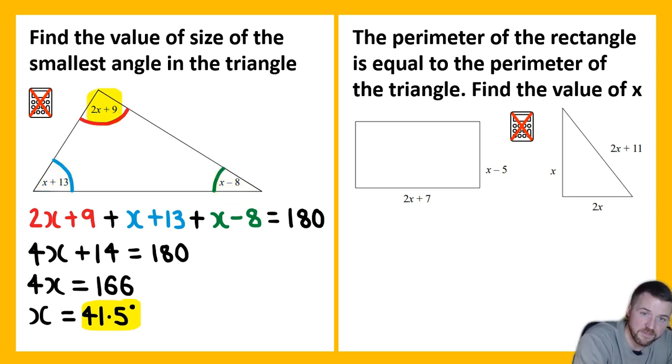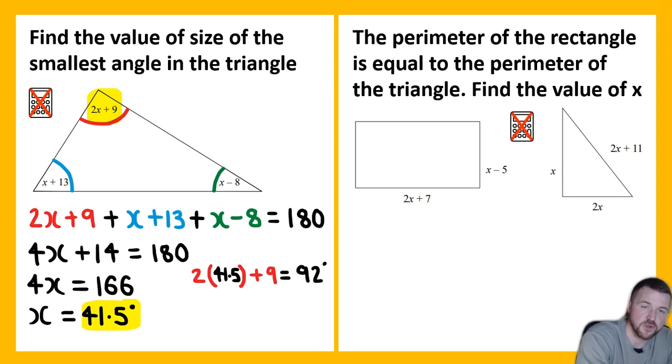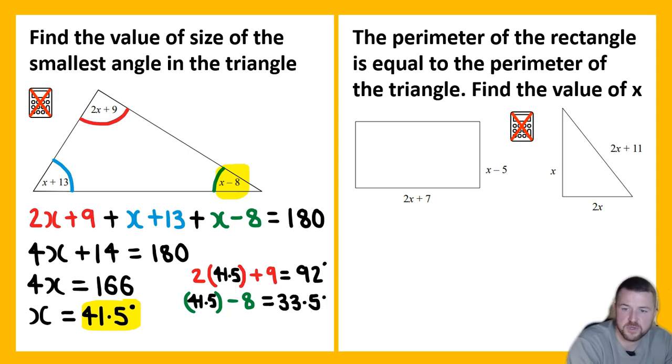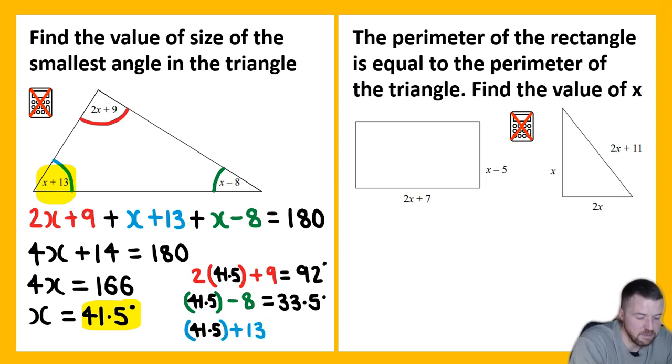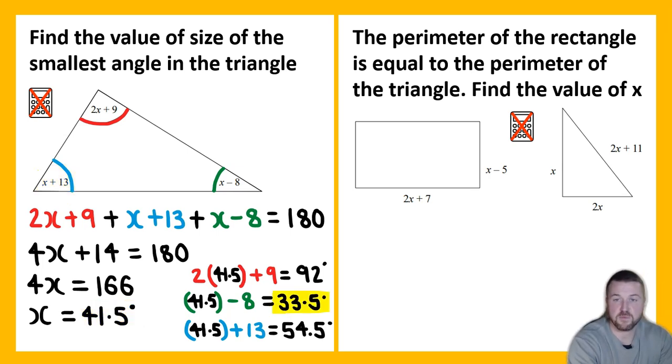Substituting 41.5 into 2x plus 9, 2 lots of 41.5 plus 9 is 92 degrees. Substituting into this angle, where I have 41.5 subtract 8, which is 33.5. And lastly, substituting into x plus 13, 41.5 plus 13 is equal to 54.5, meaning the smallest angle will be 33.5, which was this angle in the bottom right.